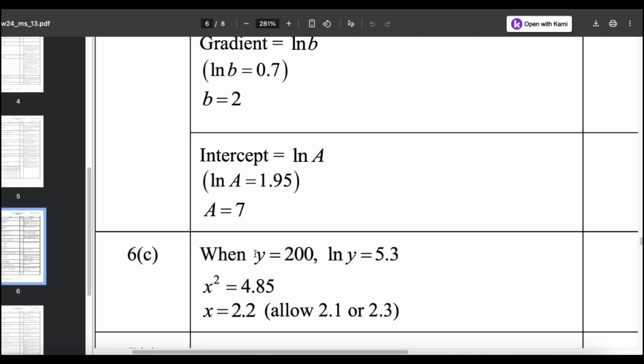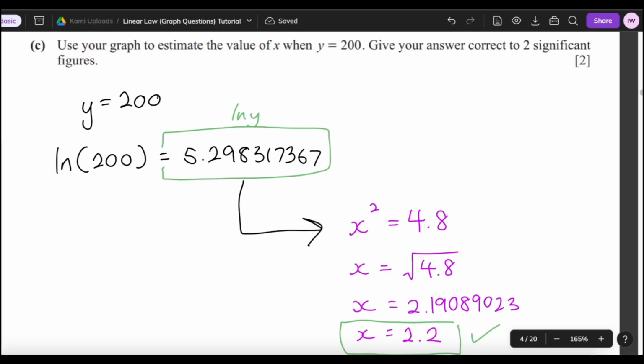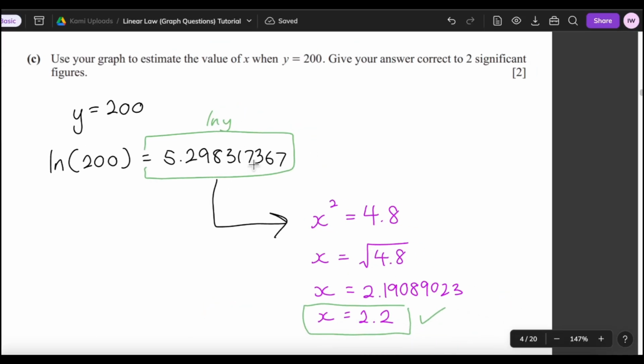So keep in mind that the y value they give, you have to take the ln of it first, and then look for that on the graph itself. Then that will give you the x squared value, after which you should take a square root of that. So that's how you do this question. I'll leave this here. Feel free to pause the video.